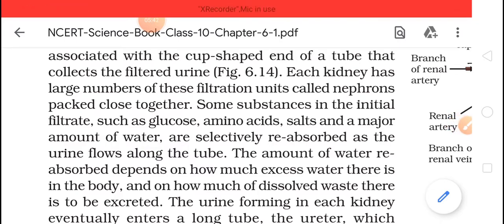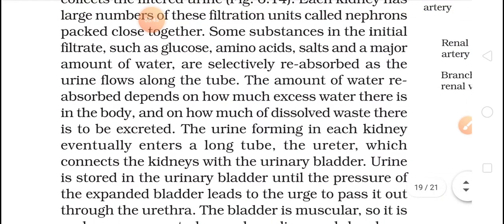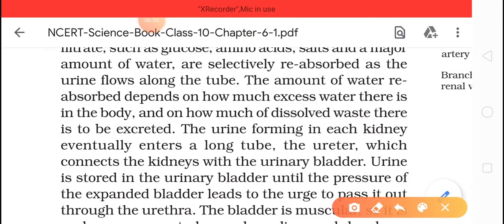Okay, as the urine flows along the tube, the amount of water reabsorbed depends on how much excess water there is in the body and on how much dissolved waste there is to be excreted. The urine forming in a kidney eventually enters a long tube. Okay, what is that long tube? The ureter. Okay, this we know that from the kidney it will come into a long tube known as the ureter, which connects the kidney with the urinary bladder. Okay, so what is happening? We are having the kidney.